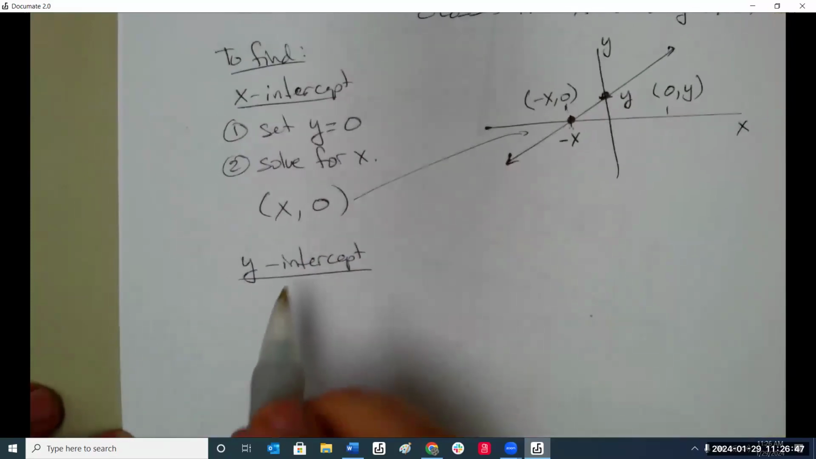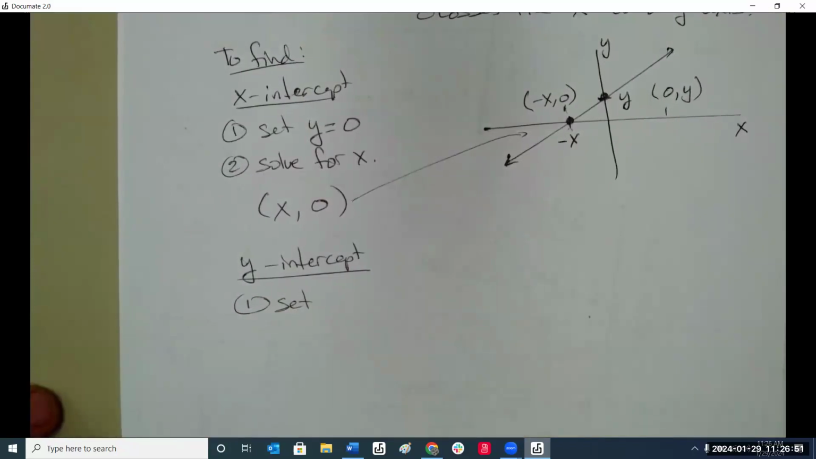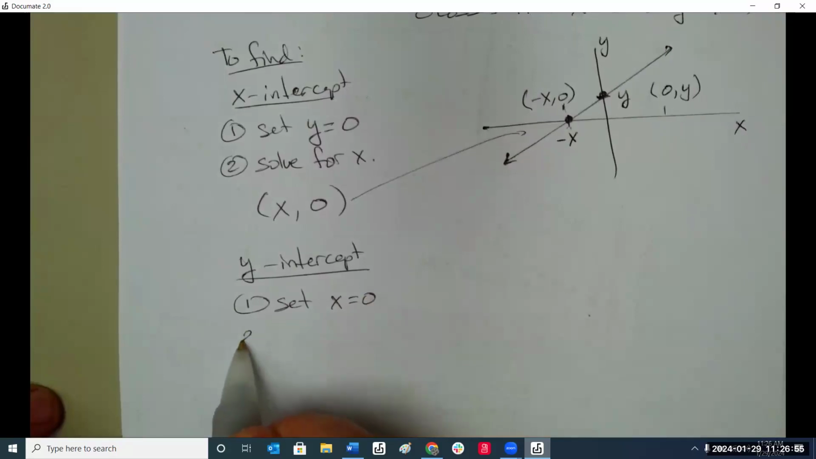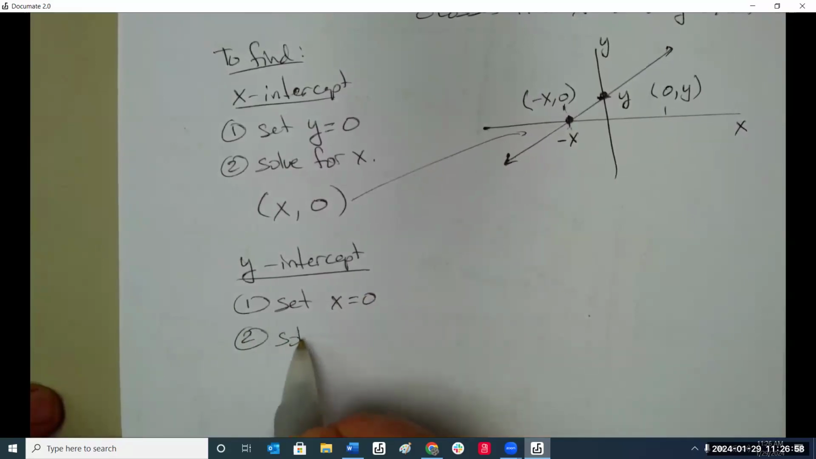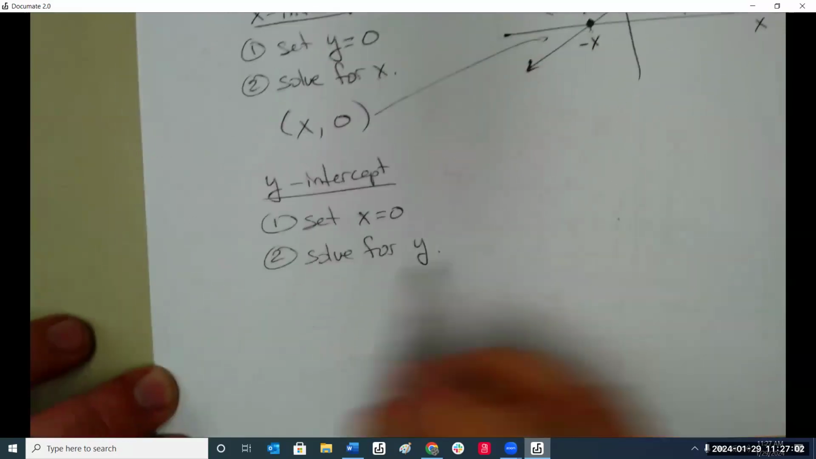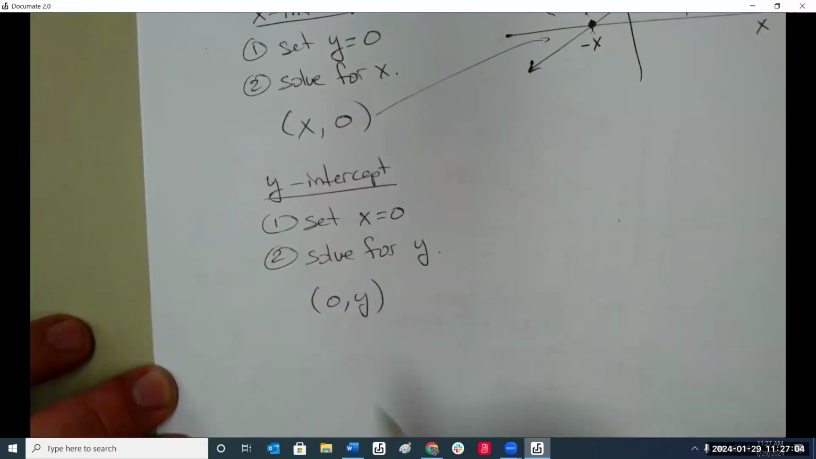To find the y-intercept, set what equals 0? Set X equal to 0, right? And then solve for Y. So you'll end up with a 0 value.